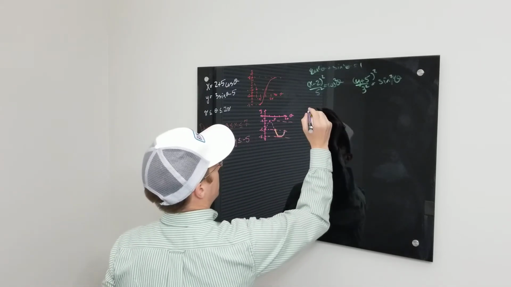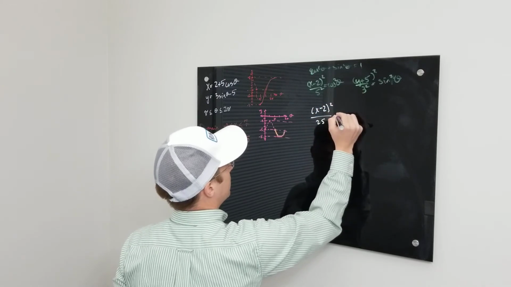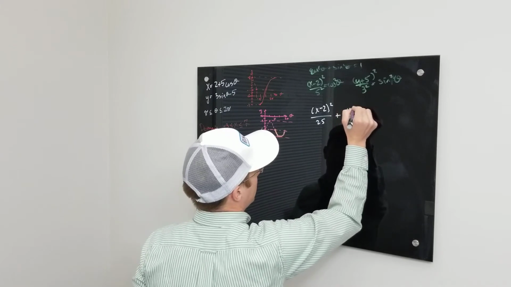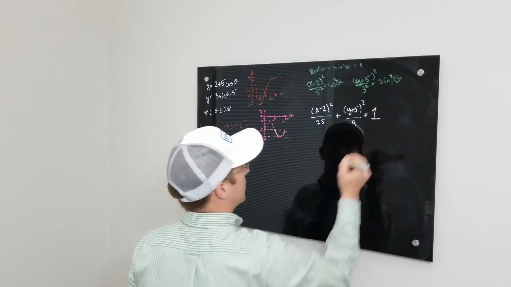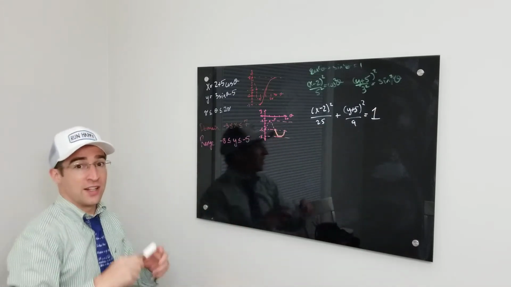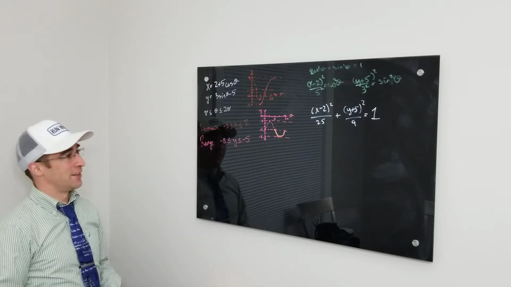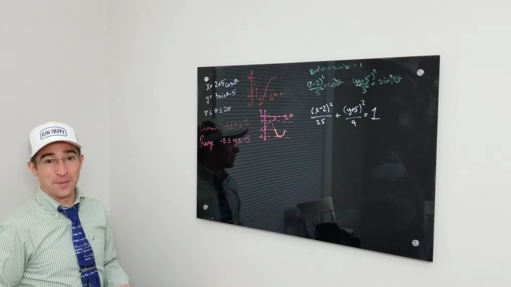So here we go, we've got (x minus 2) squared over 25, since 5 squared is 25, plus (y plus 5) squared over 9 equals 1. What kind of graph is that? Go ahead and answer. What kind of graph is it? You're right. It's a graph of an ellipse.